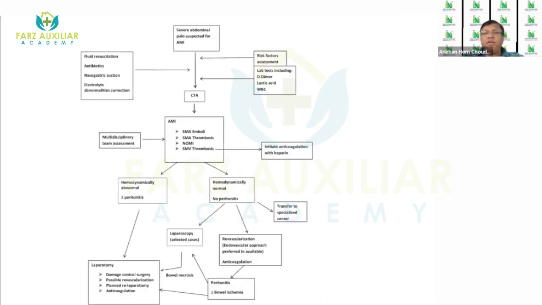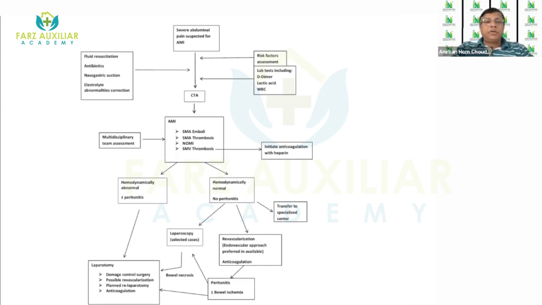This chart is very useful. If you can go through it at your leisure, the image will get imprinted in your mind, and then it becomes very easy for you to follow this algorithmic approach. If there is severe abdominal pain suspected for acute mesenteric ischemia, you go for risk factor assessment and do the necessary lab tests, which include D-dimer levels, lactic acid, WBC. Side by side, fluid resuscitation, antibiotics, nasogastric suction, and correction of electrolyte abnormalities will continue. Subject the patient to CT angiography.